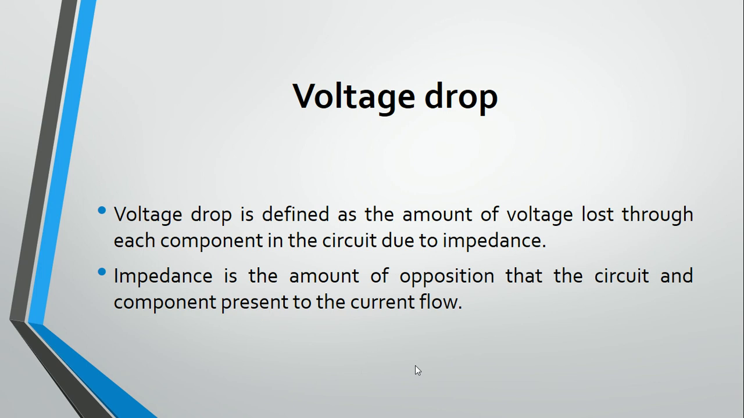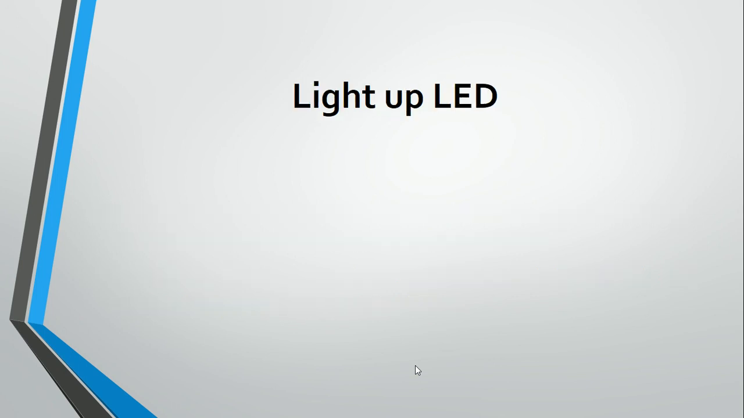Okay, next we have the voltage drop. Voltage drop is defined as the amount of voltage lost through each component in the circuit due to impedance. So what is impedance? It is the amount of opposition that the circuit and component present to the current flow. Actually there is a voltage drop because the circuits or the components have their own resistance.